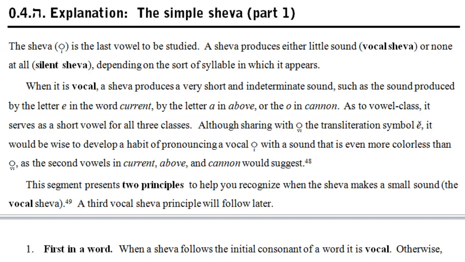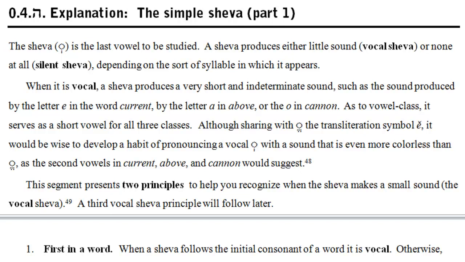When it is vocal, the Shava will produce the small sound indicated by the letter E in the word current, or the letter A in the word above, or the letter O in the word canon. Just as these various vowels, E, A, and O, in English words, produce similar sounds, in the same way the Shava serves various vowel classes as the shortest vowel in each class.